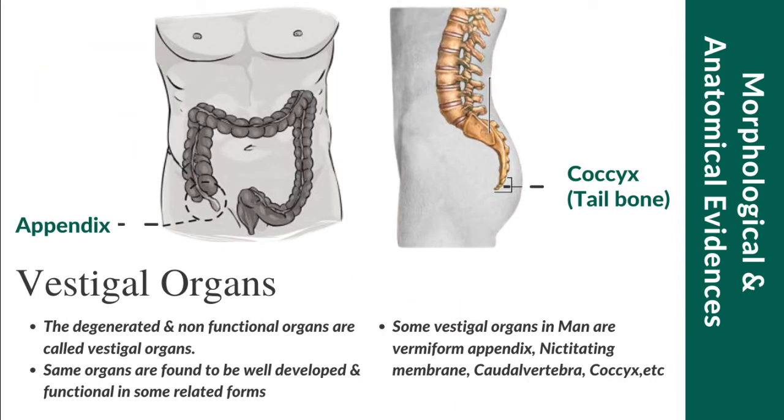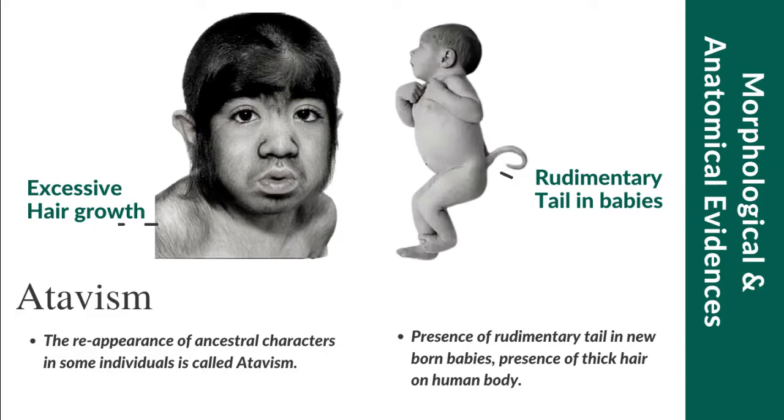The third one is vestigial organs. The degenerated and non-functional organs of animals are called vestigial organs. The same organs are found to be well developed and functional in some of the related forms. Some of the vestigial organs in man are vermiform appendix, nictitating membrane, caudal vertebra, coccyx, etc. Fourth one is atavism. The reappearance of ancestral characters in some individuals is called atavism. Example, presence of rudimentary tail in born babies, presence of thick hair on human body.